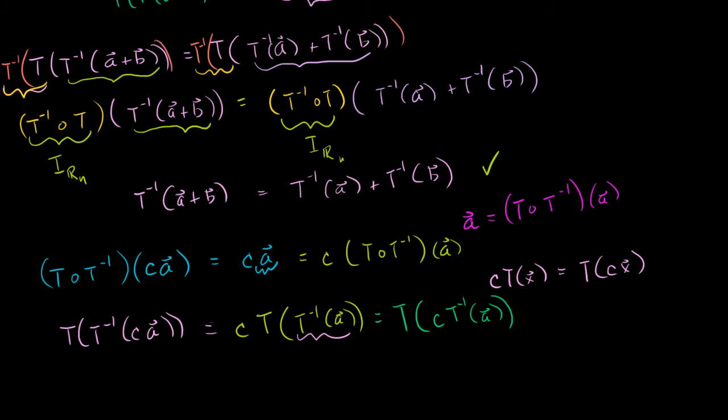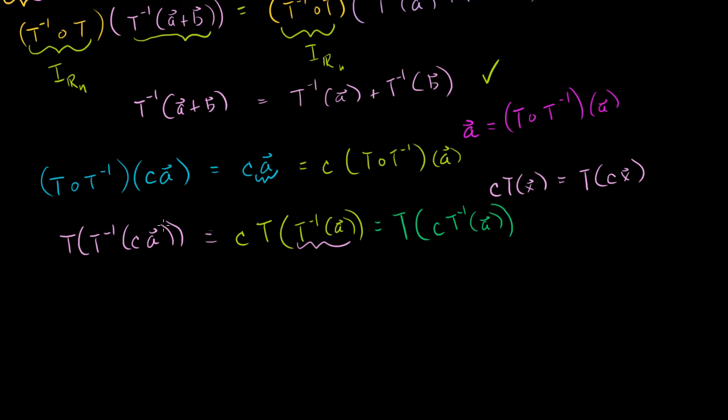And now what can we do? Well, let's apply the T inverse transformation to both sides of this. Let me rewrite it. So on this side, we get T of T inverse of CA is equal to T of C times T inverse times A. That's what we have so far. And wouldn't it be nice if we could get rid of these outer T's? And the best way to do that is to take the T inverse transformation of both sides. So let's do that. T inverse of both sides.